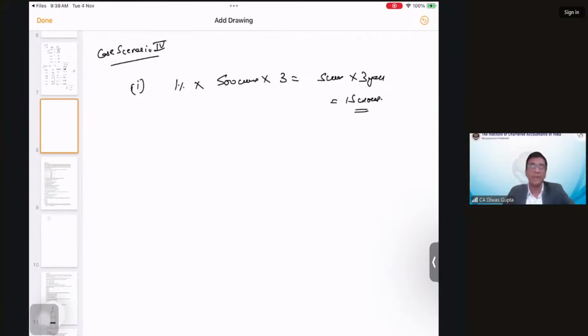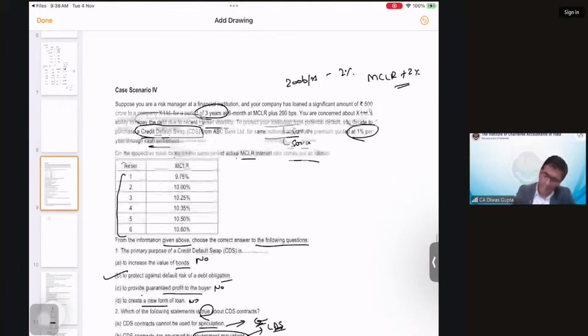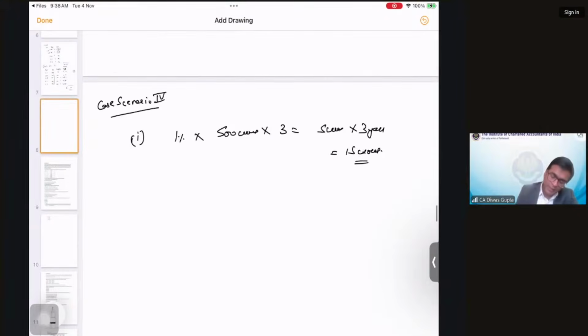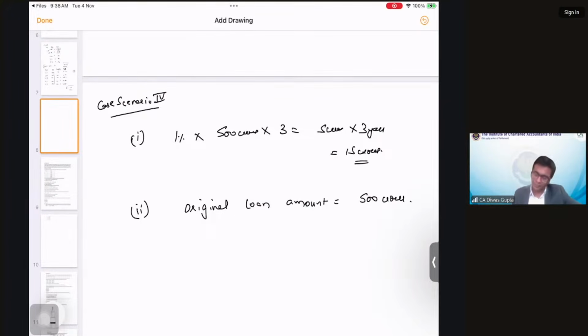Now what will happen here? So first of all, for the first 2 years, the interest payment has happened appropriately. But since there is a default that is happening and it is bringing down the loan book value to 75%. So let's write it here. Original loan amount 500 crores.